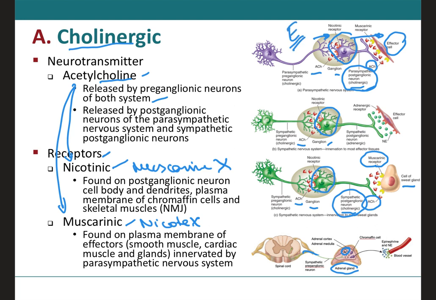On the other hand, the muscarinic receptors are mainly present in the parasympathetic nervous system. So remember that the parasympathetic nervous system is part of the rest and digest.